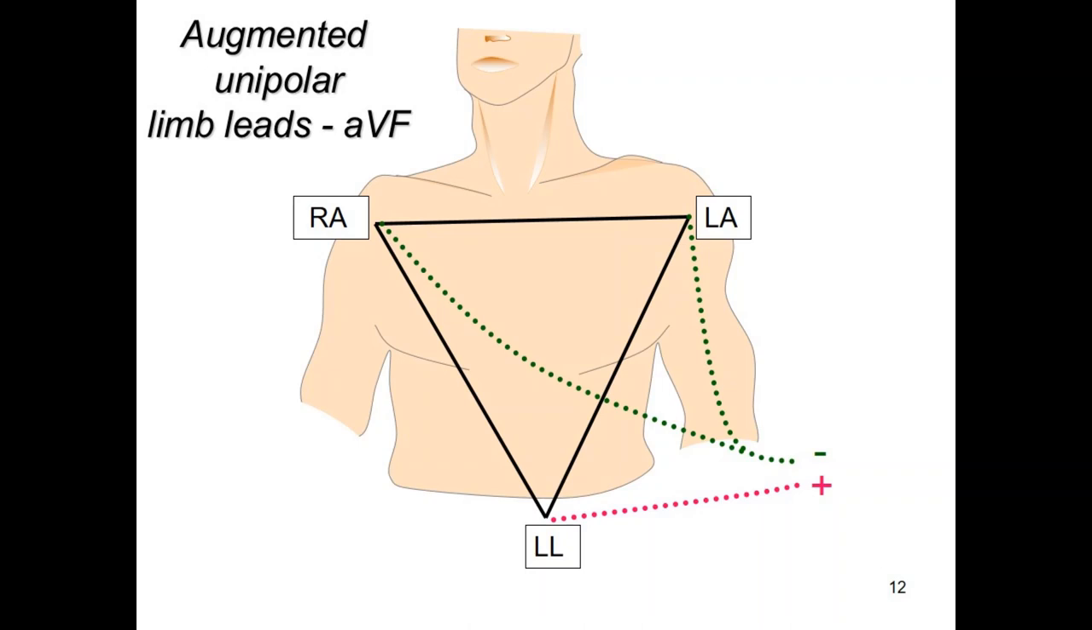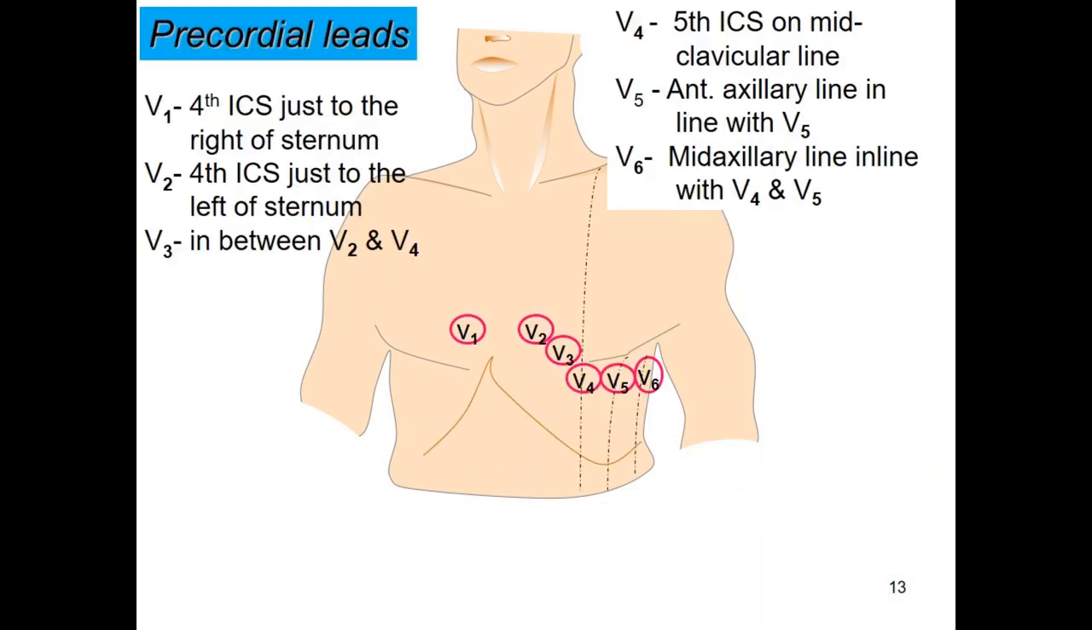AVF, F is foot, left foot or left leg. Left leg is positive, the active electrode. The inactive or zero potential is formed by the right arm and left arm. Both the arms form the zero potential or negative terminal. The left foot is positive. That's why it's called F, augmented unipolar foot lead. So AVR, AVL, AVF. So we are done with six leads.